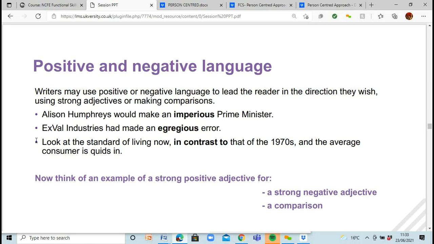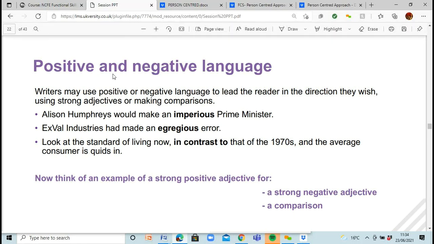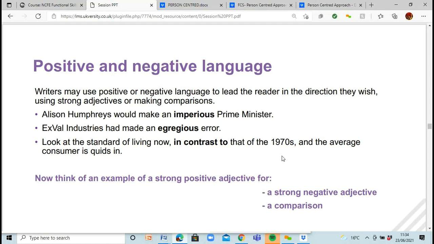And then Exval Industry had made an egregious error. So they made a very bad error. It was horrible. It was nasty. How could they do that? That's them using negative language there. And then look at the standard of living now in contrast to that of the 1970s, and the average consumer is quids in. So this is positive language. They're comparing it to in the 1970s, and they're saying that we've got more money now than people did in the 1970s.